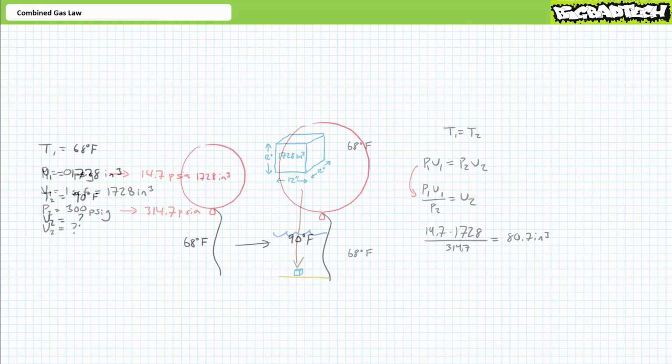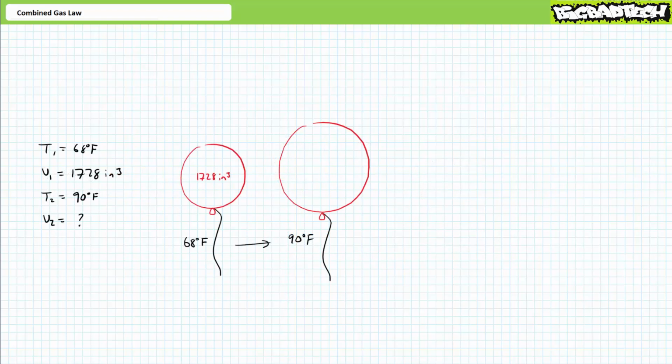Let's consider another scenario in which a balloon containing 1 standard cubic foot, or 1728 cubic inches, of 68 degree Fahrenheit air at sea level is put in a microwave, also at sea level, and warmed to 90 degrees Fahrenheit. In this scenario, pressure is being held constant. We know the temperature and volume of the initial state and the temperature in the new condition. Let's see if we can calculate the volume in the new elevated temperature condition. Given pressure remains constant, we can remove it from consideration.